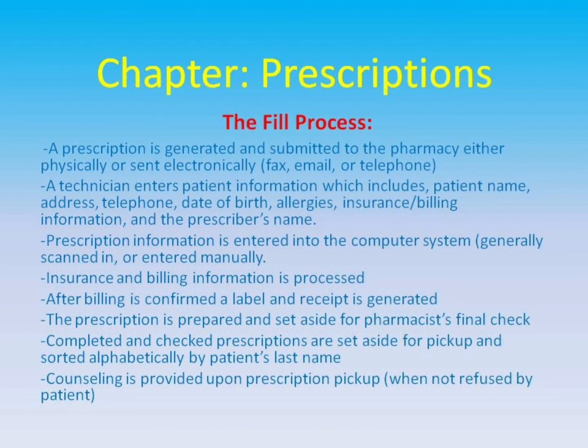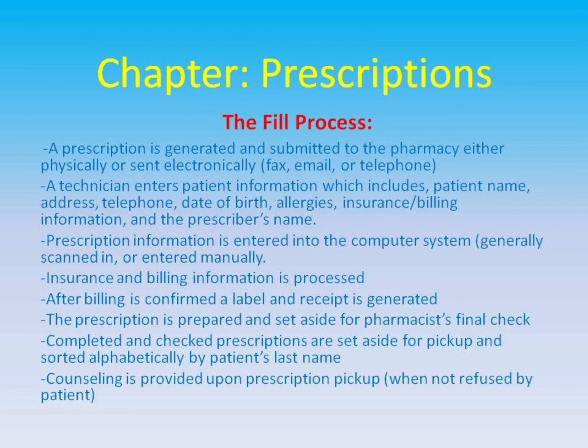The fill process. A prescription is generated and submitted to the pharmacy, either physically or sent electronically via fax, email, or telephone. A technician enters patient information, which includes patient name, address, telephone, date of birth, allergies, insurance/billing information, and the prescriber's name. Prescription information is entered into the computer system, generally scanned in, or entered manually.